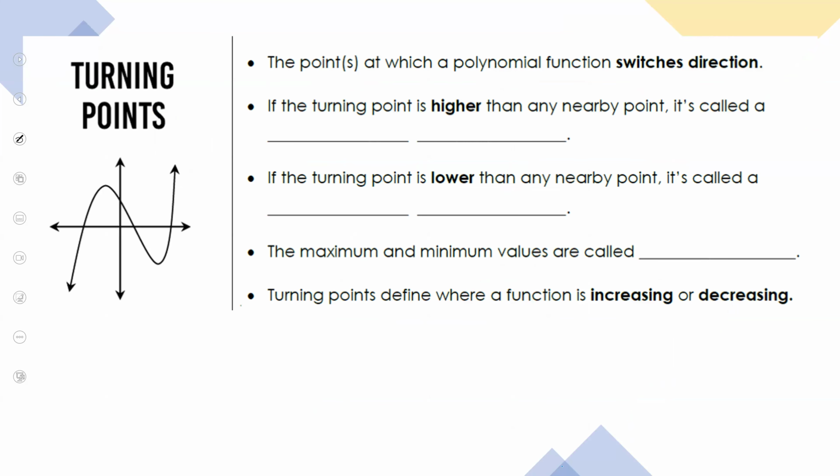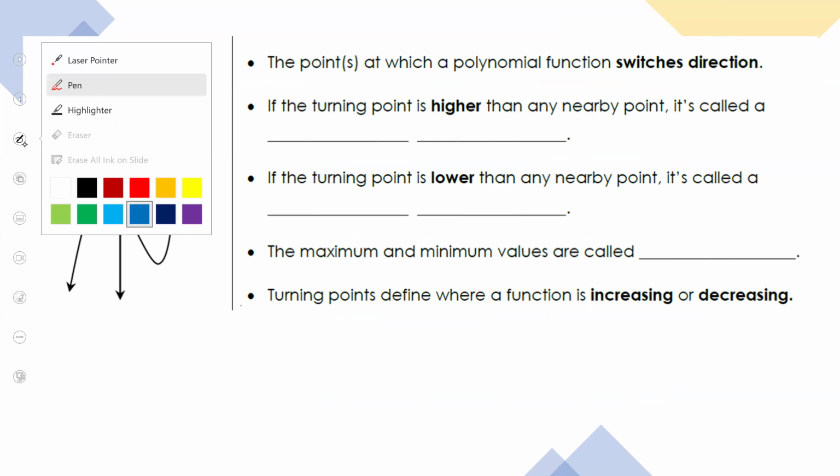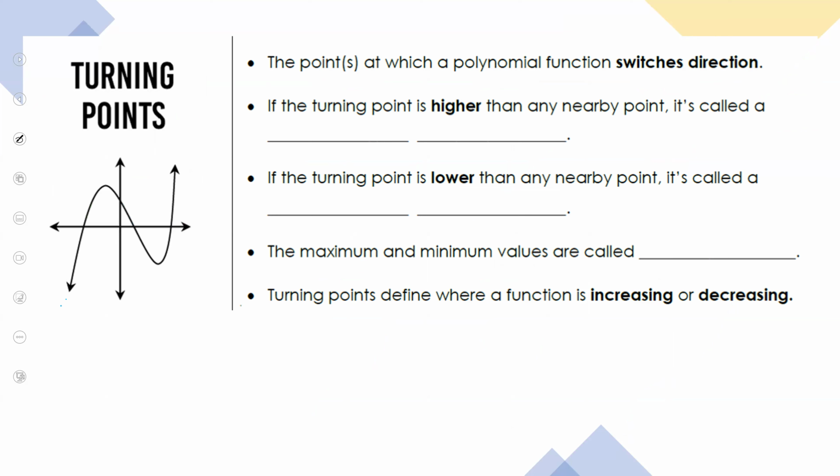So let's talk about the different parts of your parabola. An important part is your turning points. So notice, follow my pen here. It starts increasing, and then right here at the top of the hill, it starts to decrease. This is your turning point. It's decreasing, and then right at the bottom, it starts to increase again. This is another turning point.